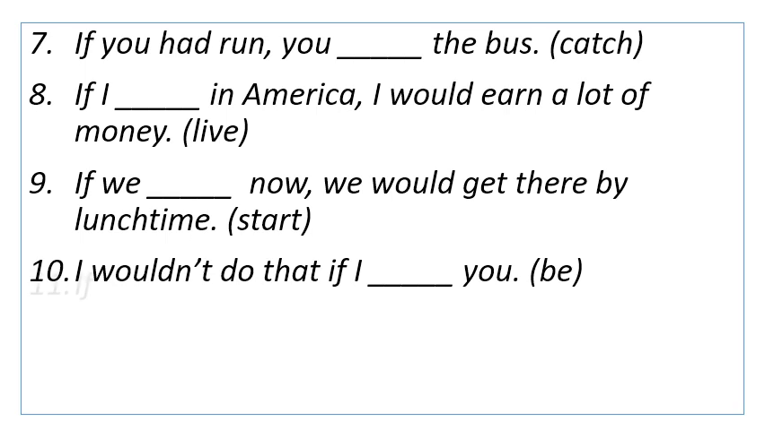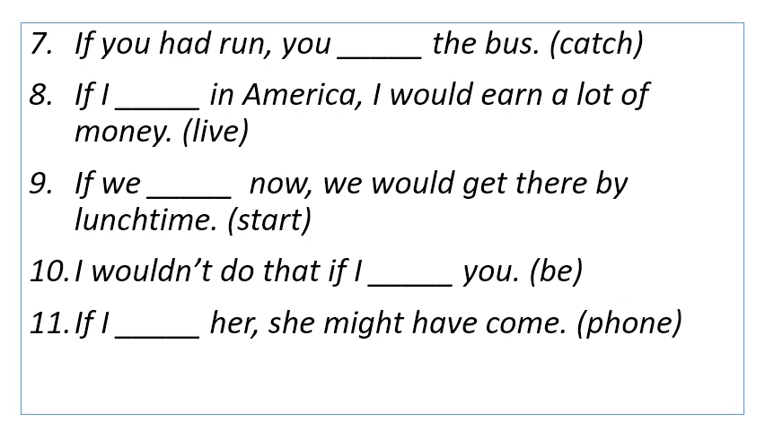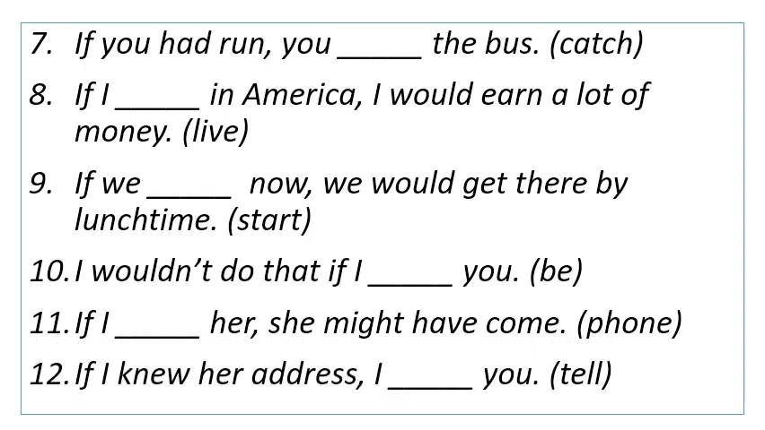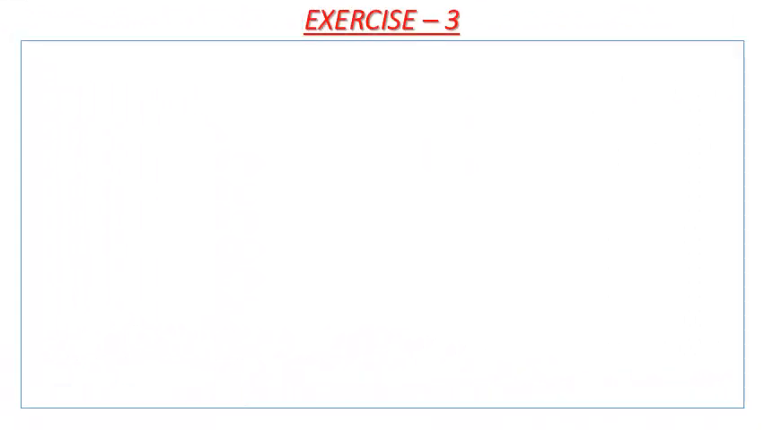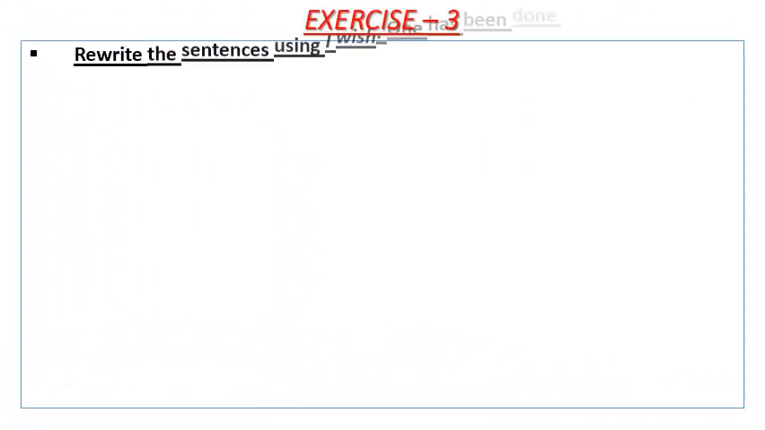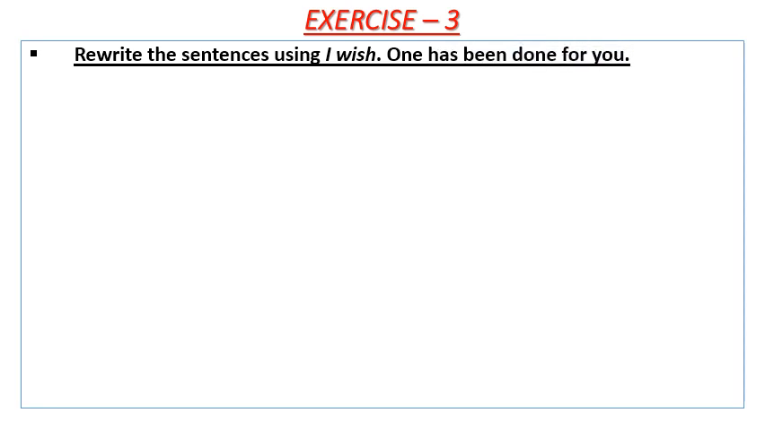Number 11. If I dash her, she might have come. Clue is phone. Number 12. If I knew her address, I dash you. Clue is tell. Exercise number 3. Rewrite the sentences using I wish. One has been done for you.